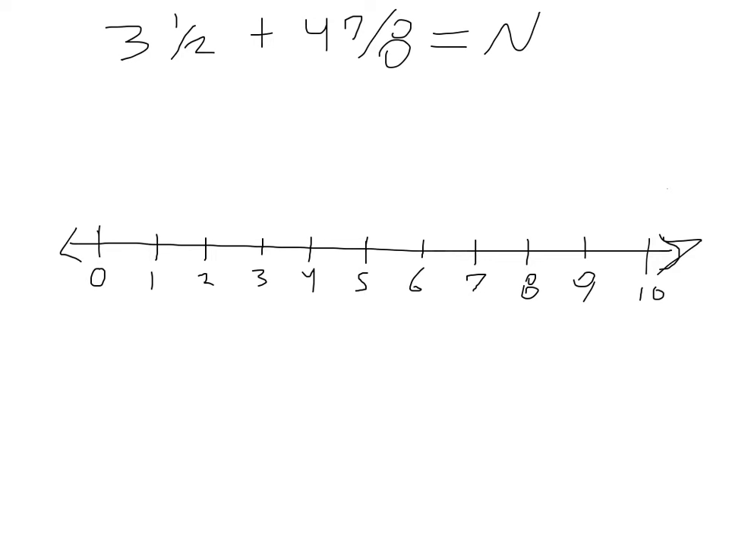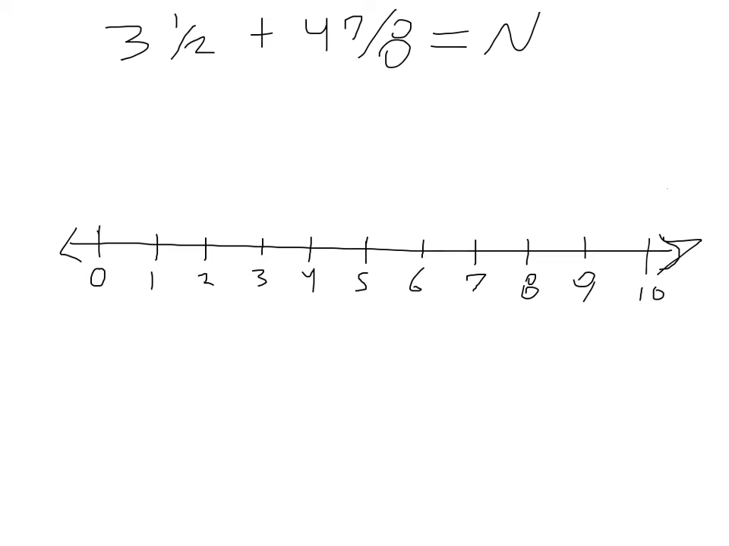Alright guys, this is the first problem we're going to solve here. This is 3 1/2 plus 4 7/8 equals n. N is our variable. So again, that's 3 1/2 plus 4 7/8. And on your paper, I want you to write this problem up top, and then I want you to write a number line down here.